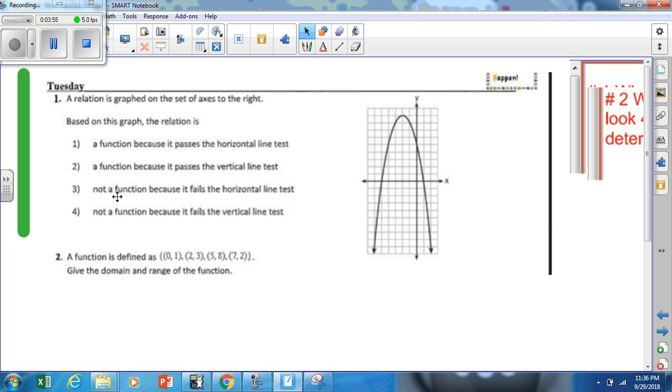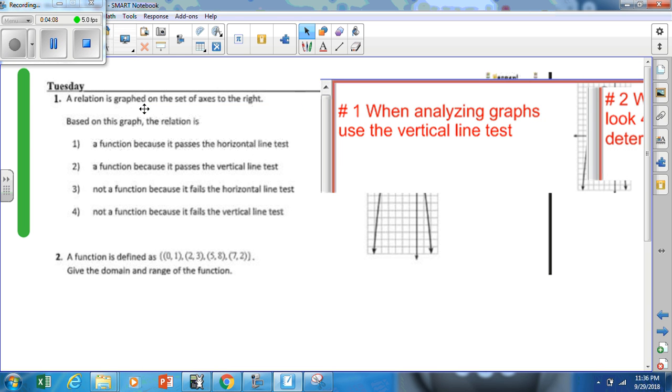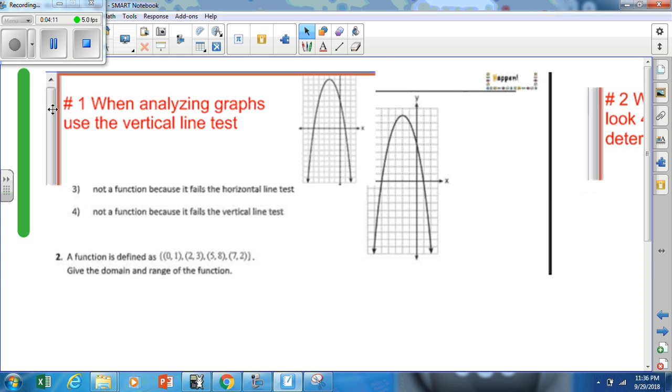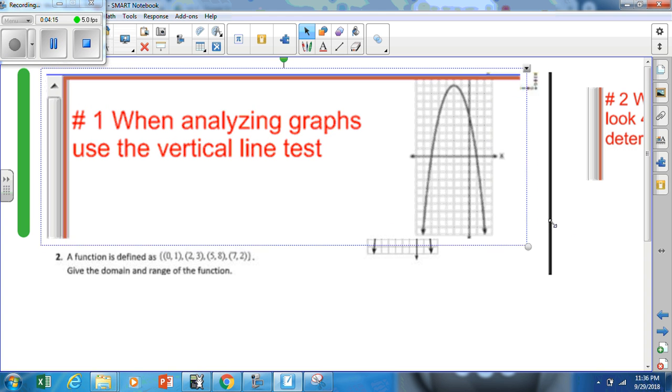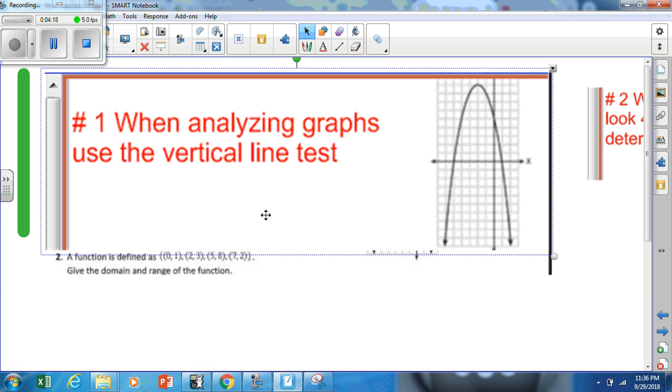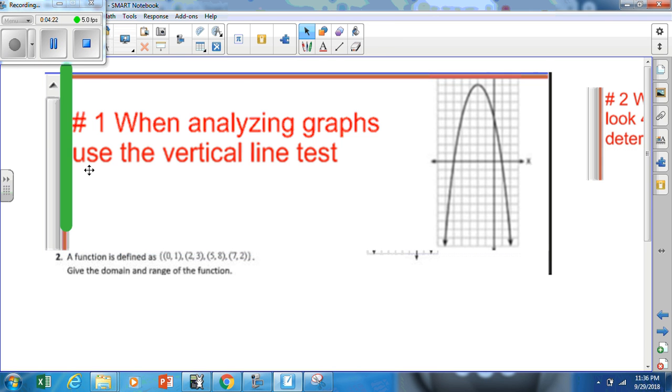Let's revert back to what we've talked about in the past. Here's what you know. When analyzing graphs, use the vertical line test. We've talked about that a gazillion times. In that vertical line test, we pass our relation through a vertical line, and if it touches my vertical line only one time, it in fact passes the test. So good to go.